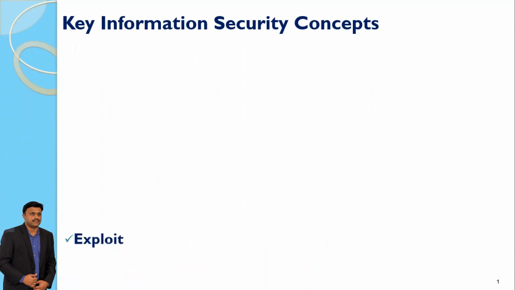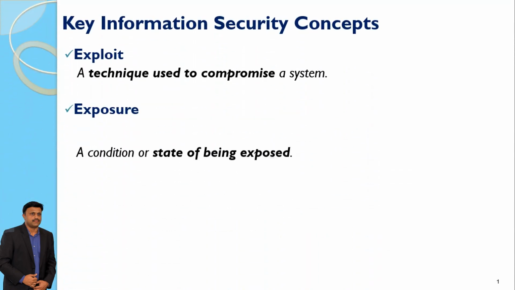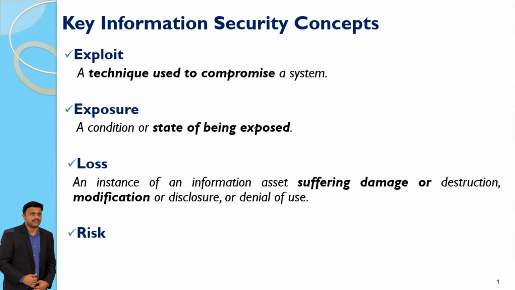An exploit is a technique to compromise a system. Exposure is the state of being exposed. Loss refers to damage or destruction of an information asset. Risk is the probability of an unwanted occurrence.